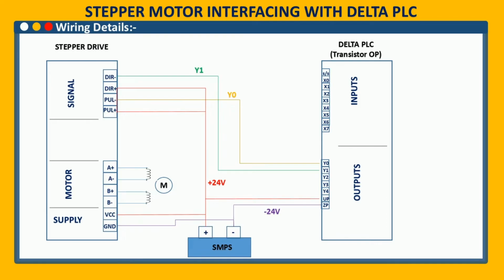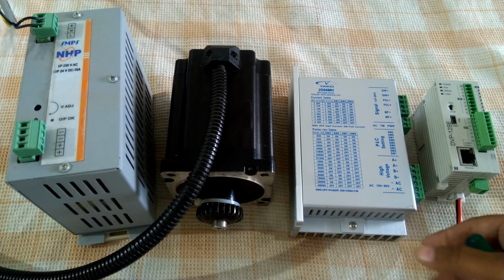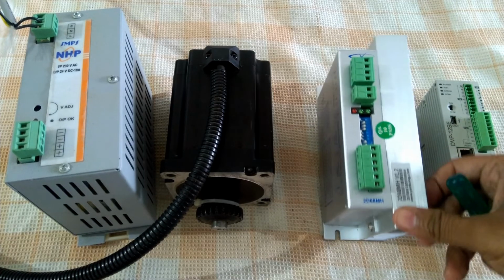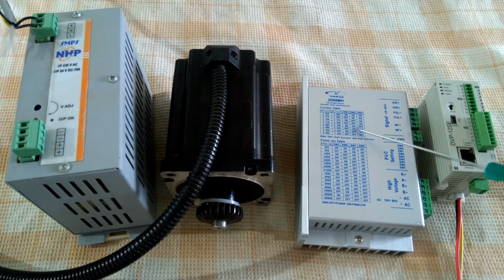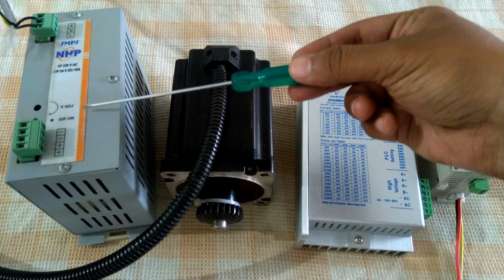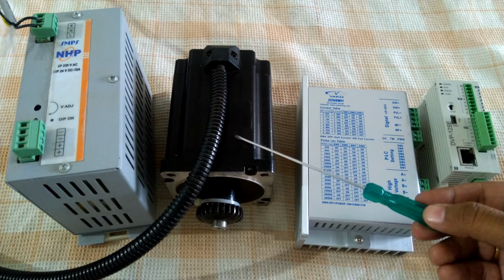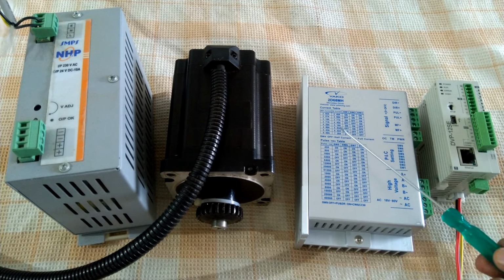Okay, let's see. Let's take an overview of the hardware. This is the PLC, DVP12AC, Delta Meg. This is the stepper drive. Okay, this is the front view. This is the side view. So stepper drive, stepper motor, and this is the SMPS power supply. We have a stepper motor of 87 kg, and this is a drive compatible with this stepper motor based on the current.